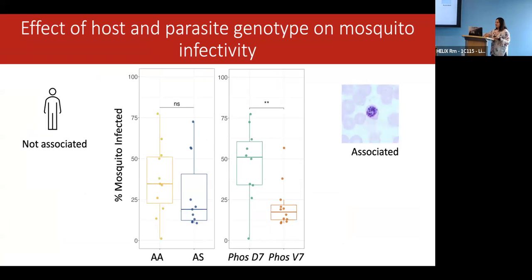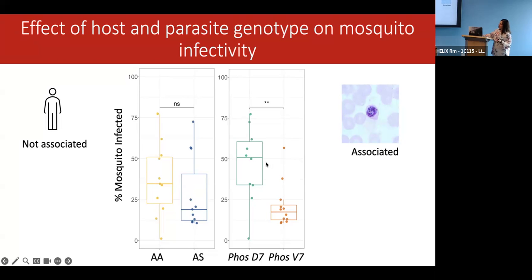Okay, so I'm going to briefly summarize where we're at now and what our potential findings are. We can look at whether there's a difference in the infectivity when mosquitoes are fed on blood from AA or AS hosts. This is similar to the result I showed at the beginning that had been reported, that AS carriers might be better transmitters. We don't see evidence for them being better transmitters here.